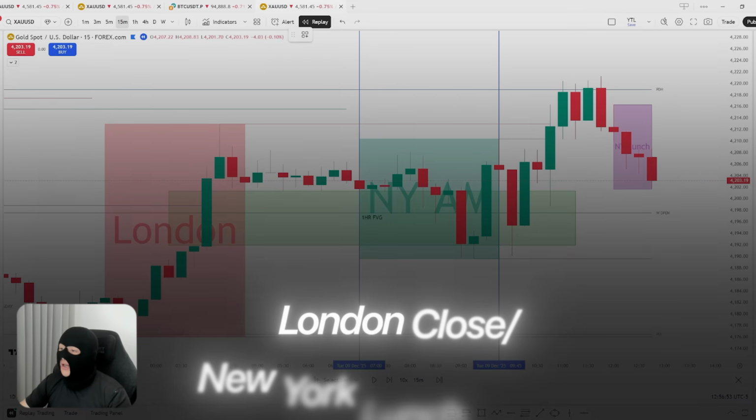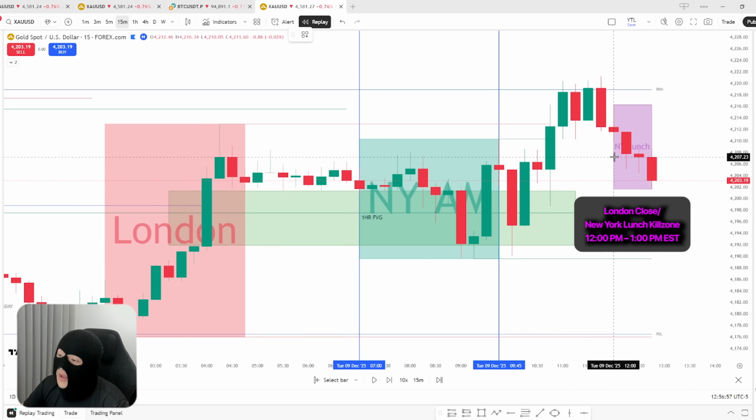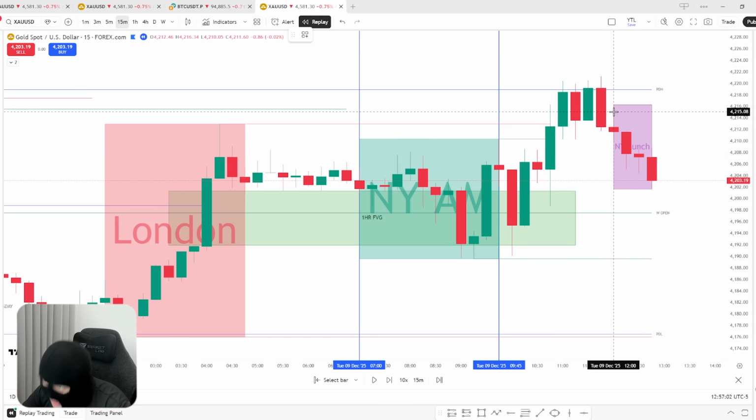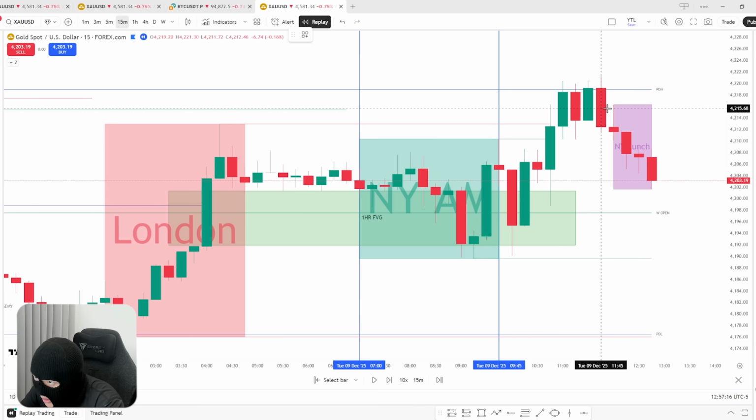Next, we have the London close or the New York lunch kill zone. This happens from 12 p.m. to 1 p.m. EST. This is a very different environment. Entries here are usually of lower probability. The London close or the New York lunch kill zone is more so for closing positions, not opening new ones. So price action is more about profit taking, retracements, and repositioning, not trying to catch aggressive expansions.